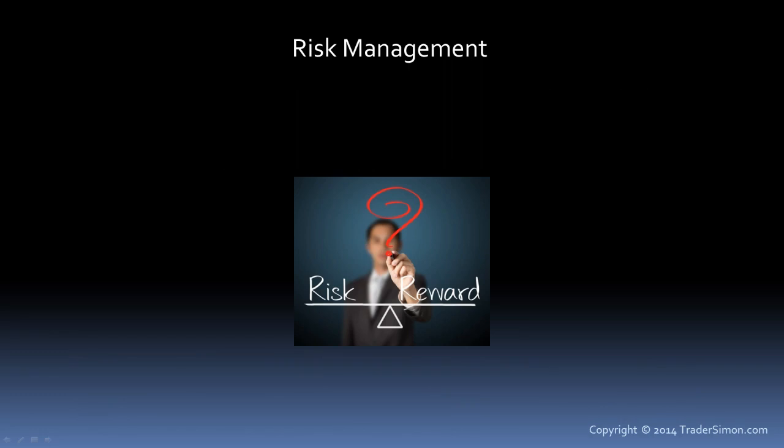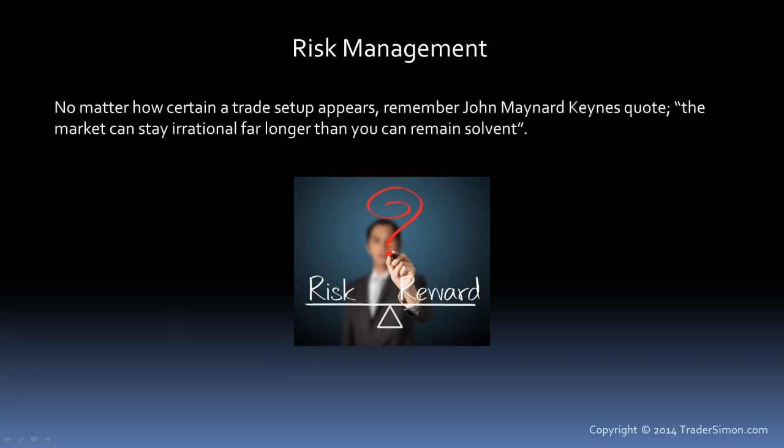The internet is littered with stories of traders who have blown their accounts time and time again because they broke this golden rule. No matter how certain the trade setup appears, remember the quote from John Maynard Keynes that says, "The market can stay irrational far longer than you can remain solvent."